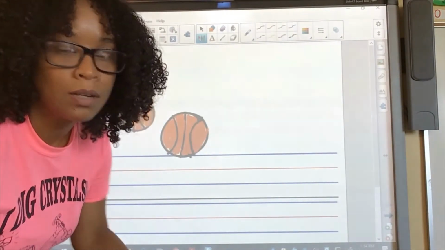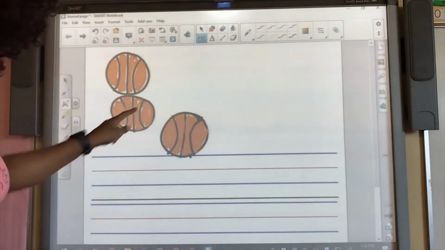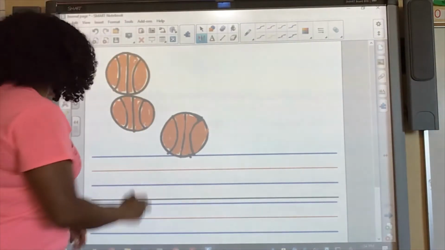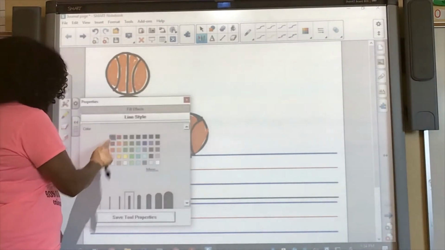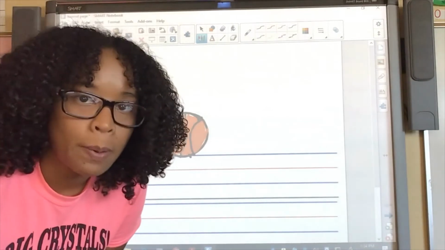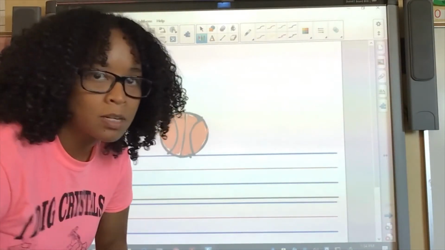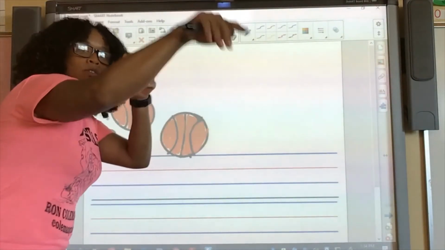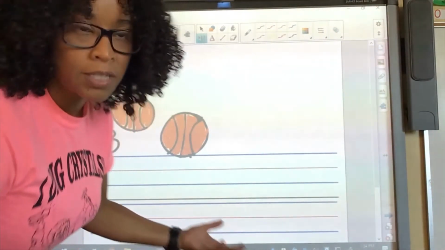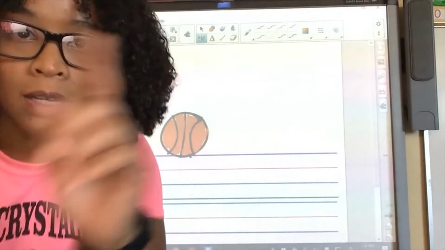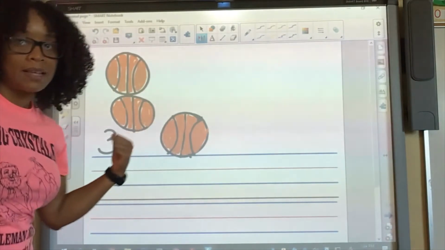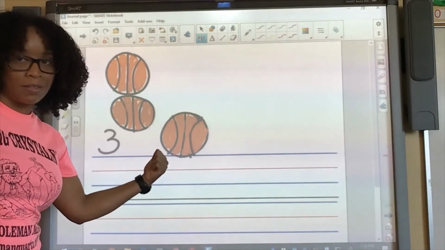Okay, now we want to keep the basketballs as our greater than. How many basketballs do we have? We have 3, so let's write the number 3. What do basketballs go into? When you're playing basketball on the court or outside and you shoot it at a what? At a basketball hoop. So let's illustrate some basketball hoops. But I want the basketball hoops to be smaller. I want the basketballs to be greater than.